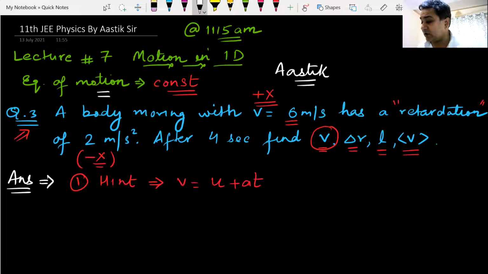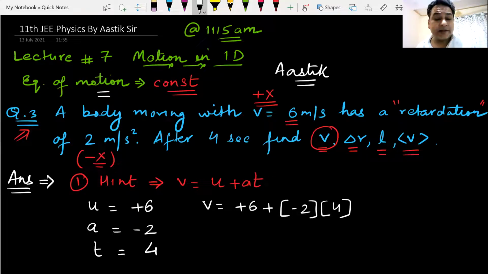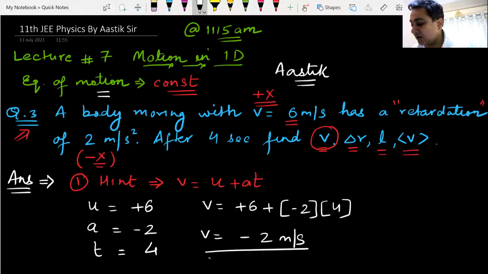Let us see what is the answer. How do we get it? Initial velocity u is 6 meters per second along positive x, so I'll write it as plus 6. Acceleration is 2 meters per second square retardation, so I will write it as minus 2. Time is given as 4 seconds. It's very easy from here on. You have to just apply v is equal to u plus at, so v will be equal to plus 6 plus acceleration, minus 2, times time, 4 seconds. So I put the values of all the variables here and I got the answer as minus 2 meters per second. If you have got this answer, you must congratulate yourselves that you have passed the first exam, that you are now ready with equation number 1.